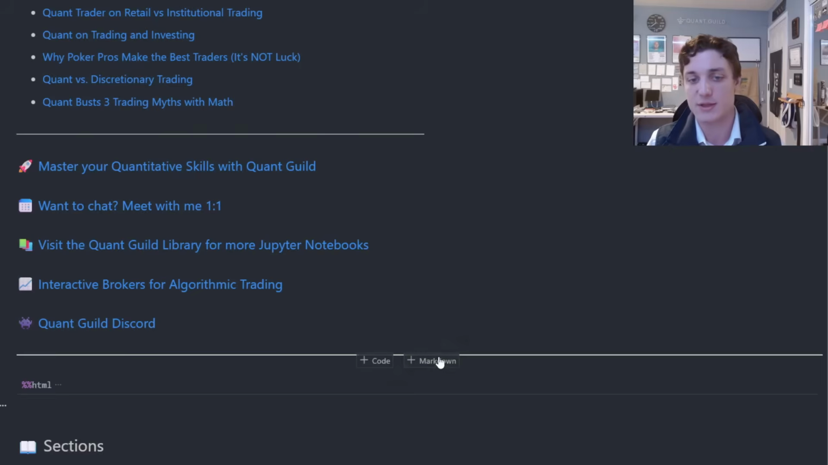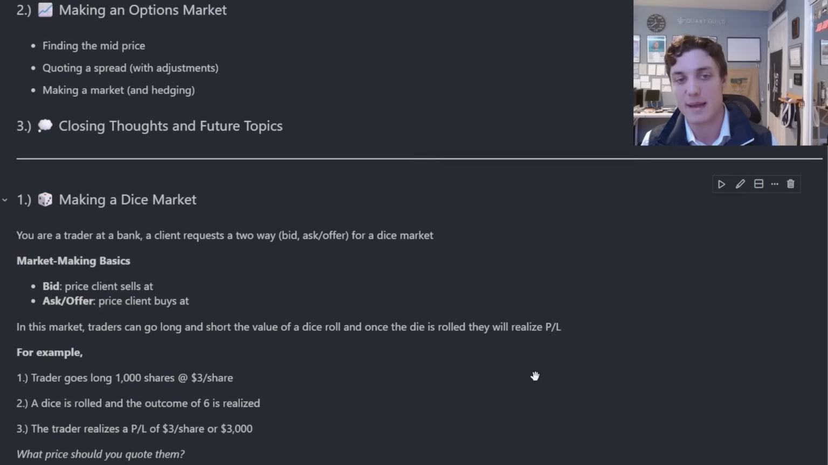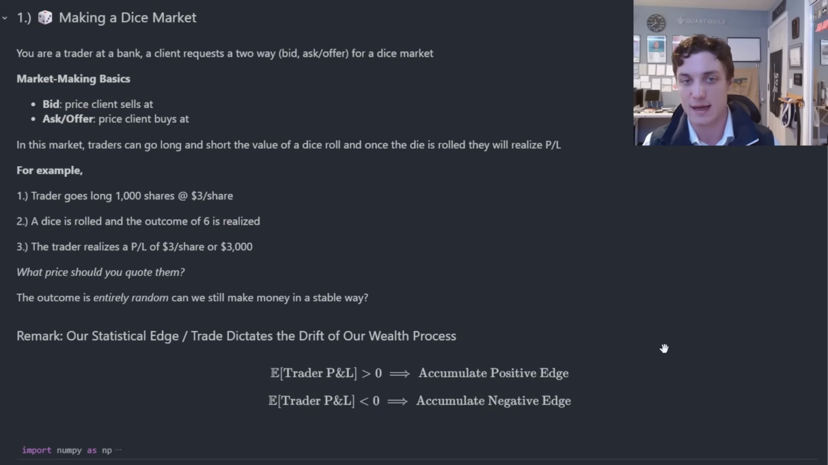Without further ado, let's get started by discussing this idea of making a market for a dice. What is a market maker anyway? Well, when you go on Robinhood and you buy a stock or an options contract, you need somebody to take the other side of that trade. And that somebody is a market maker. They are serving a business function as a liquidity provider.